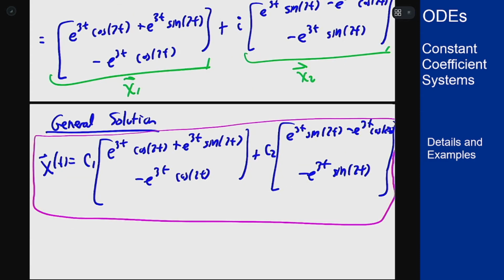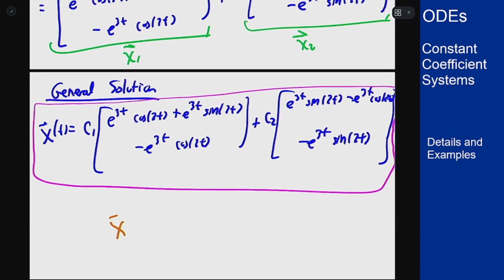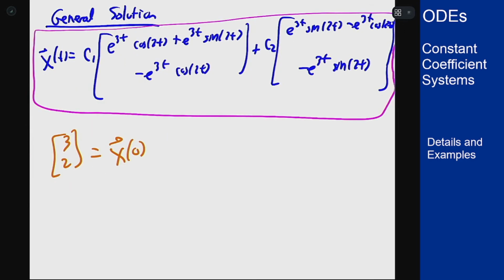The initial value problem tells us we also wanted x of 0 to be the vector 3, 2. And we solve this in the same way we solved initial value problems before. Let's plug in 0 and then find c1 and c2 to make this work. So if I plug in 0 to my solution up here, I get c1 times, cosines go to 1, sines go to 0, and exponentials also go to 1. So I'll get c1 times 1, minus 1, because cosine and cosine, plus c2 times minus 1 and 0.